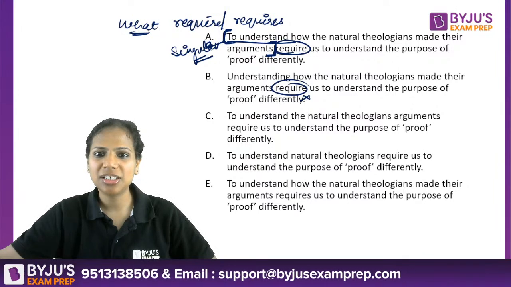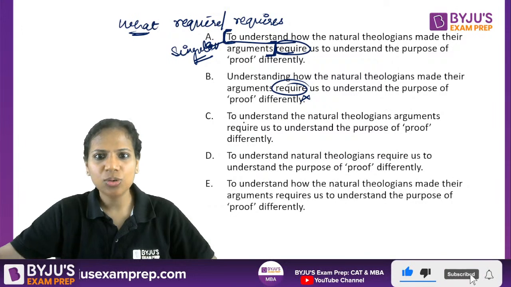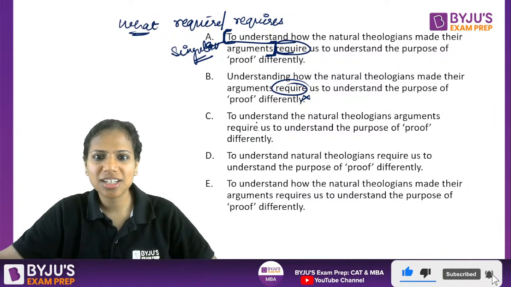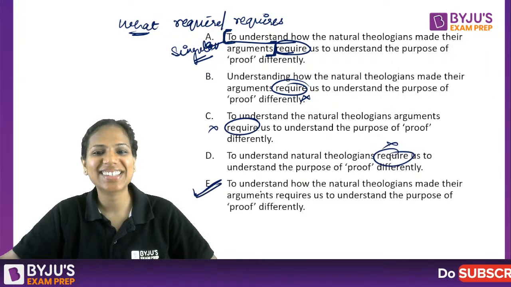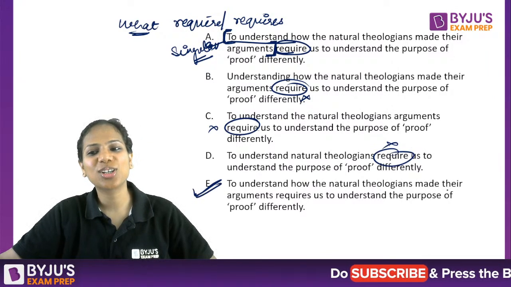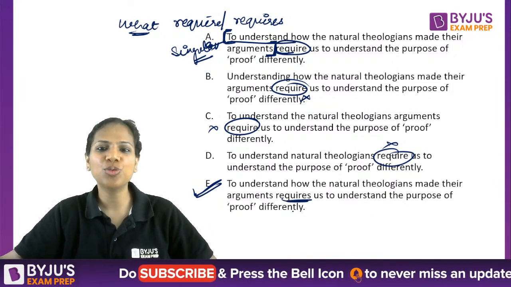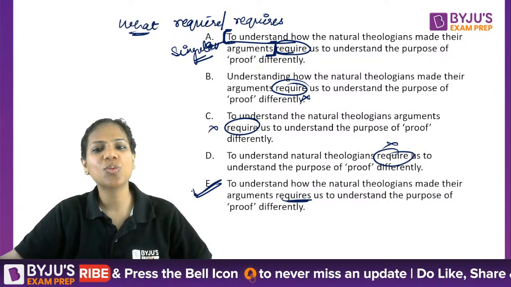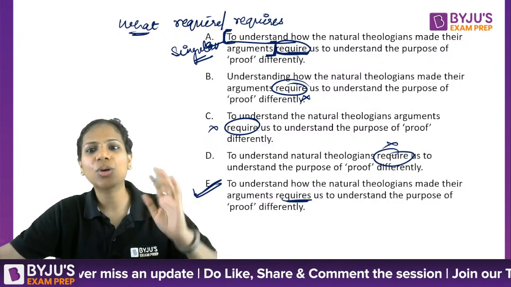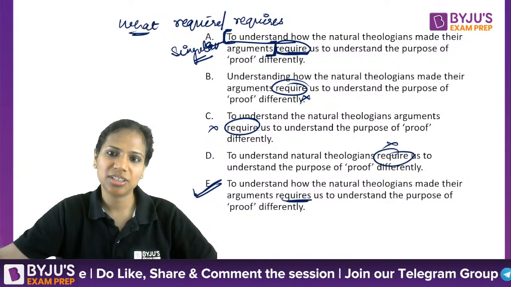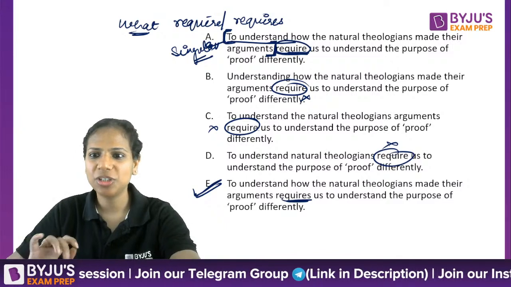So eliminated. Oh, there is this error in almost all the sentences. Eliminated, eliminated. That was easy. The answer is: to understand how the natural theologians made their arguments requires us to understand the purpose of proof differently. Absolutely. Just one correct answer here. You just had to see that this is the verb and then find out what is the subject of this verb. Clear? Hope this is clear to everybody.